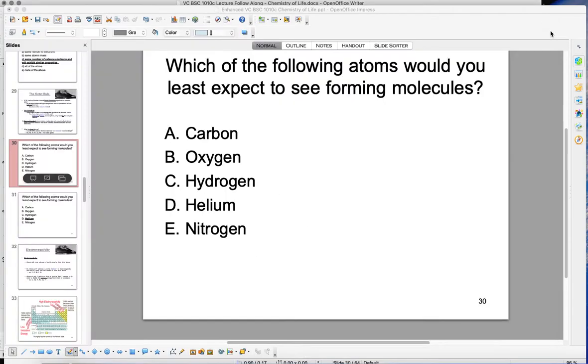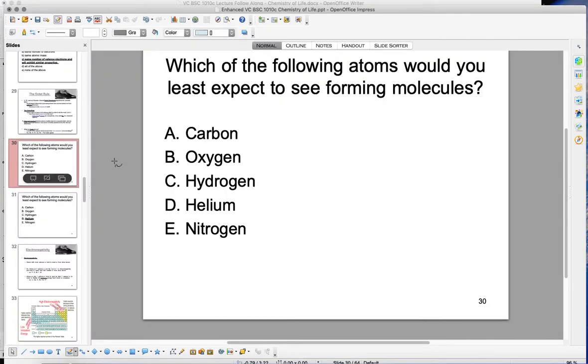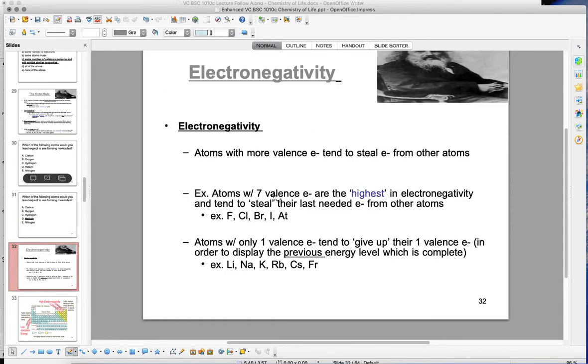Okay, cool. All right, and then which of the following atoms would you least expect to see forming molecules? That would obviously have to be helium, because helium is one of the inert noble gases. All right, so now moving into other concepts.